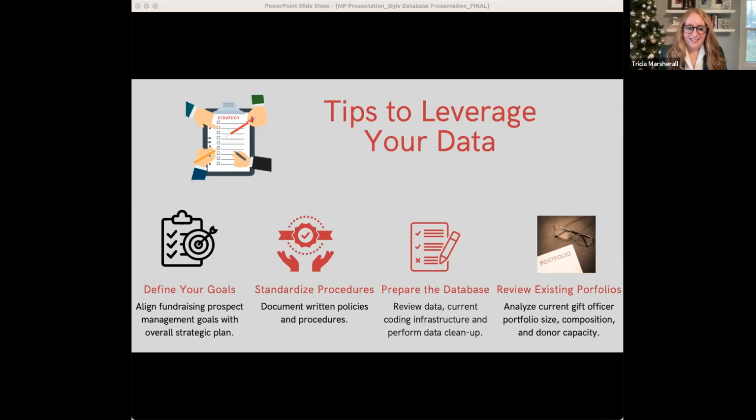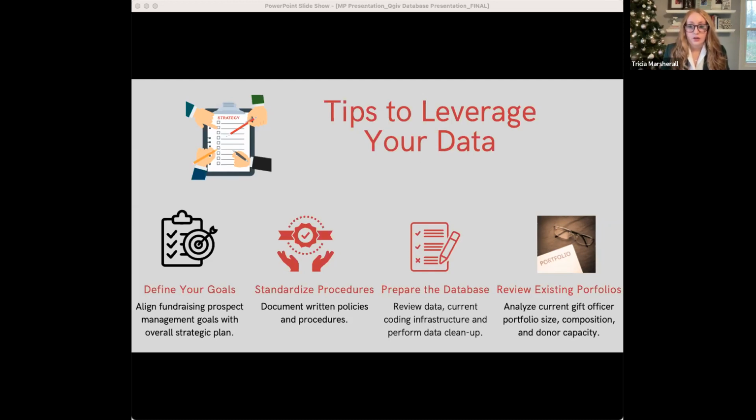Next is standardizing the procedures. And this is often put to the bottom of the pile, and I am intentionally asking that it get moved up and be reviewed actually at the beginning. So creating what those standardized procedures look like, starting with defining what your portfolio size is, what your target is.